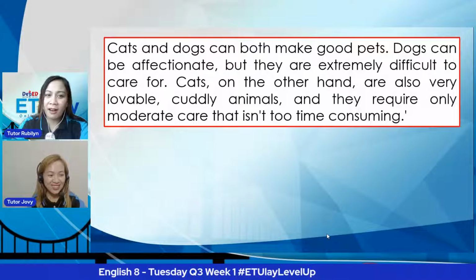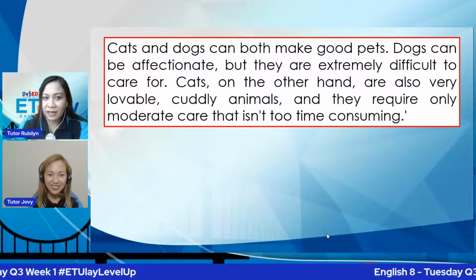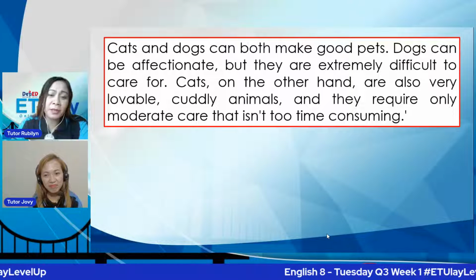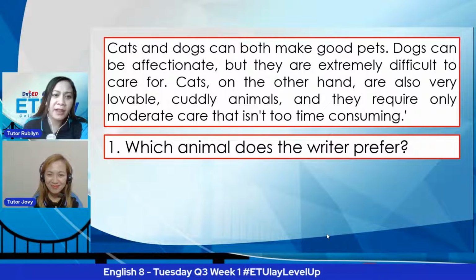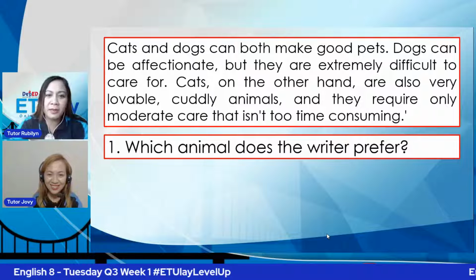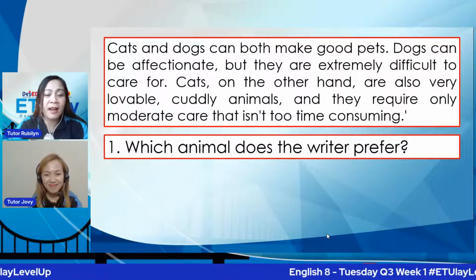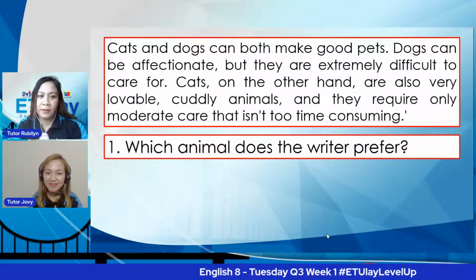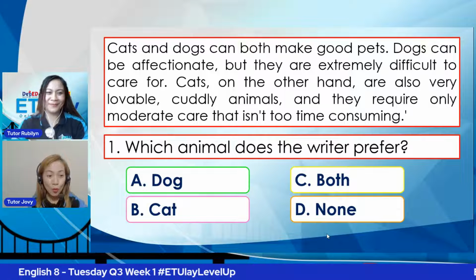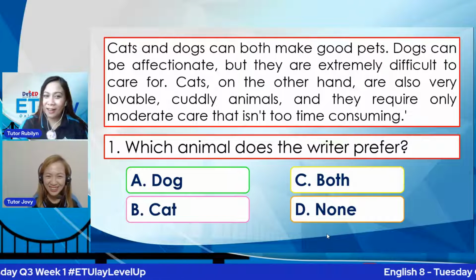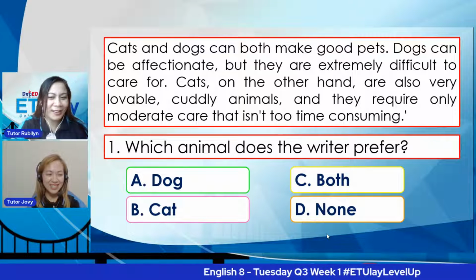Cats and dogs can both make good pets. Dogs can be affectionate, but they are extremely difficult to care for. Cats, on the other hand, are also very lovable, cuddly animals, and they require only moderate care that isn't too time consuming. All right, which animal does the writer prefer? Is it A, dog, B, cat, C, both, or D, none? Type now your answer in our comment section.